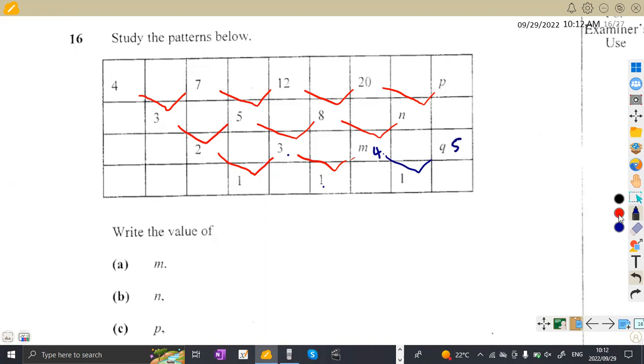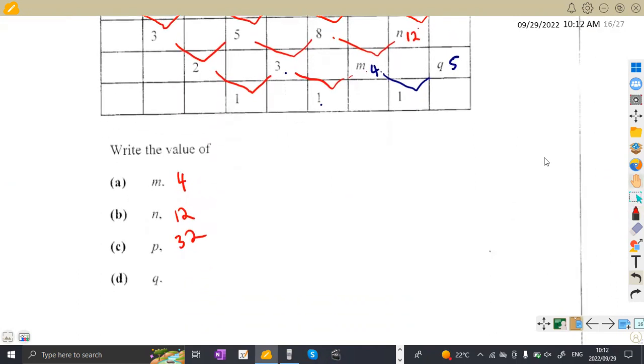Then we can get back to those numbers. 8 plus m is n. So 8 plus 4, this is 12. And 20 plus 12, which is 32 here. So that was actually the idea. So we've got our m, which is 4. Our n here is 12. Our p is 32 because we added here, so it's 32. What else do we have? Which is q. Our q was 5. So q here is actually 5.